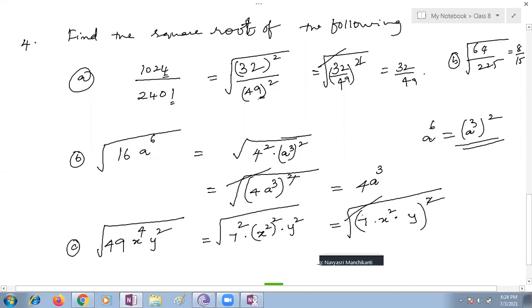The square and the square root, the twos will cancel. Ma'am, 7x square y is the answer. That's all. Can I give some bits to practice?